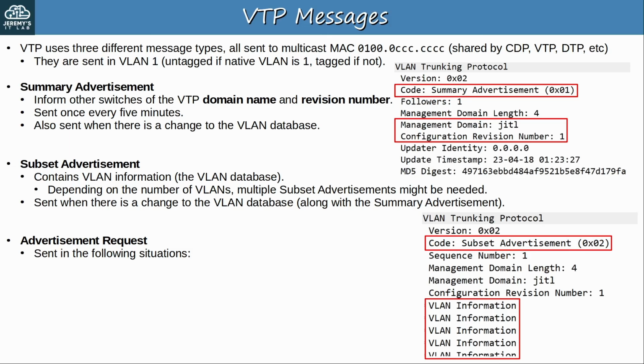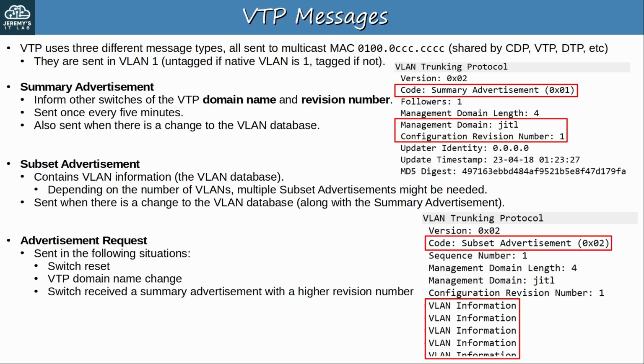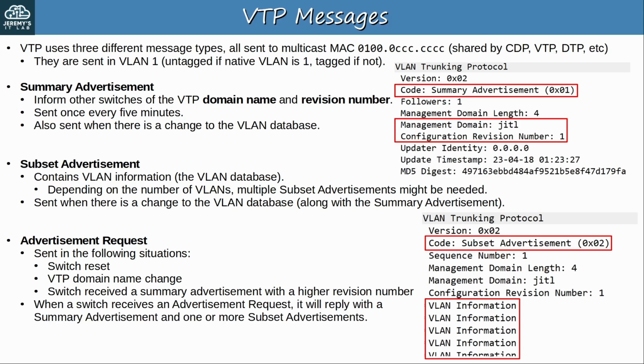These messages are sent in the following situations: when the switch resets, when the VTP domain name changes, and when the switch receives a summary advertisement with a higher revision number. The switch sees the higher revision number and then sends a request to get the latest version of the VLAN database. When a switch receives an advertisement request, it will reply with a summary advertisement and one or more subset advertisements, depending on the size of the VLAN database. Okay, that's all we'll cover about VTP message types.